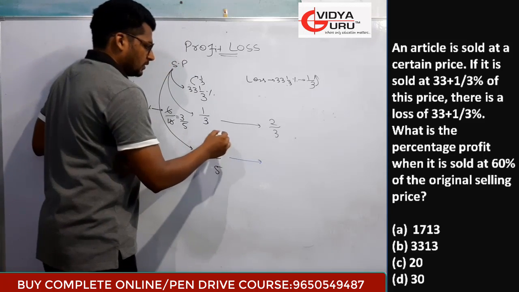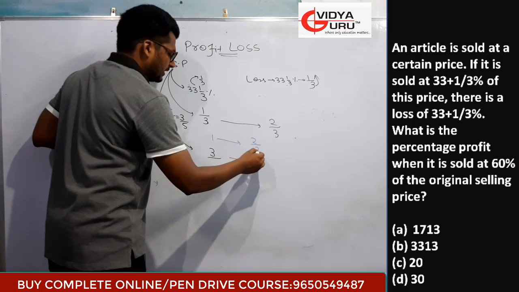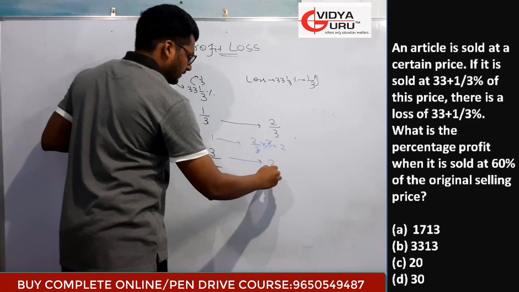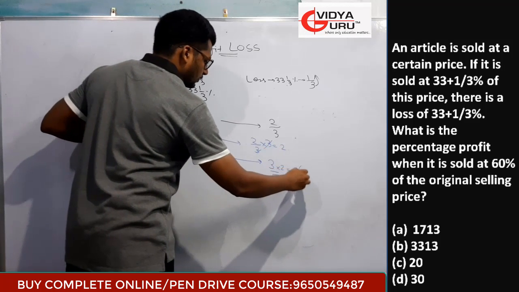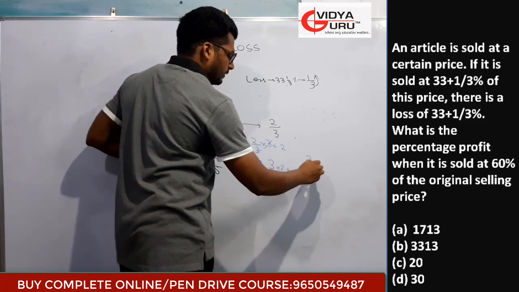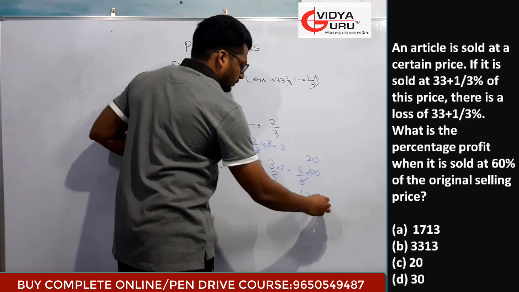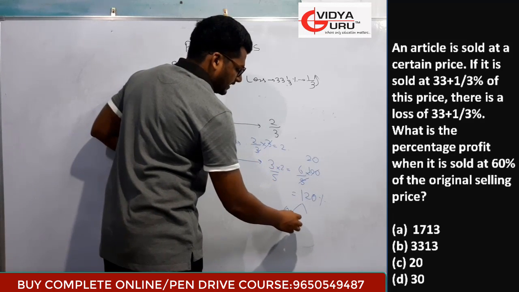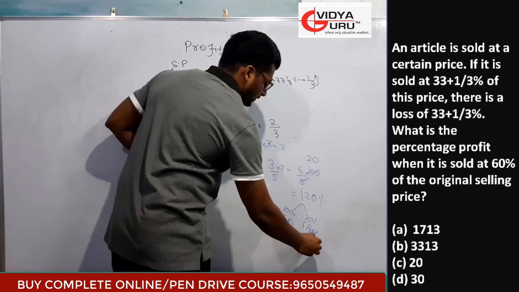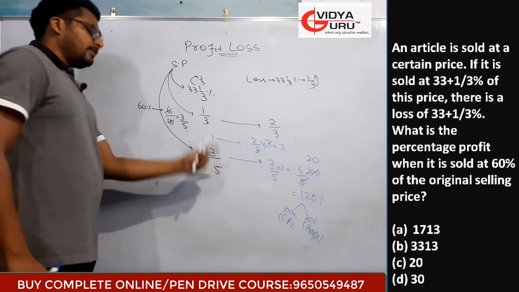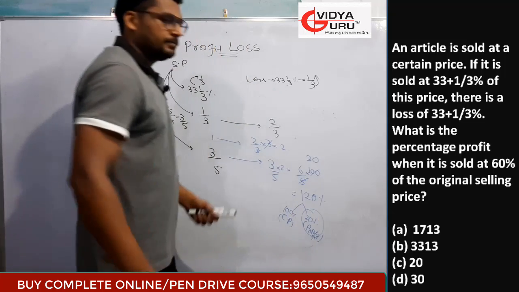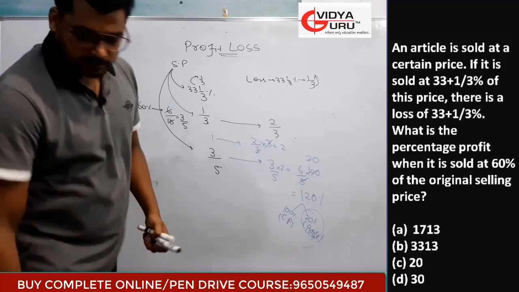So what will be the value of 3/5? 1/3 is 2/3. What will be 1? 2/3, so 3 will come here, 2. And what will be 3/5 into 2? 6/5. If I calculate it in percentage, it will be equal to 120%. That means 100% is CP and the extra 20% is profit here. If the article is sold at 3/5 of a certain selling price, then there will be a profit of 20%. Hope you are getting the question.